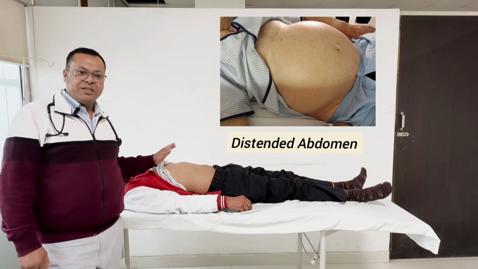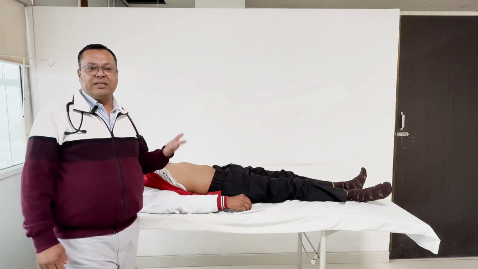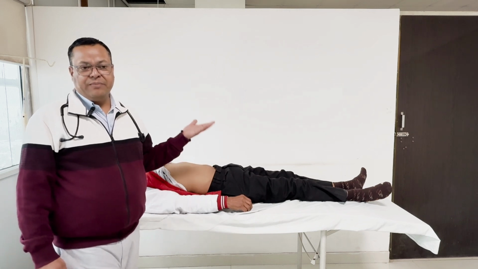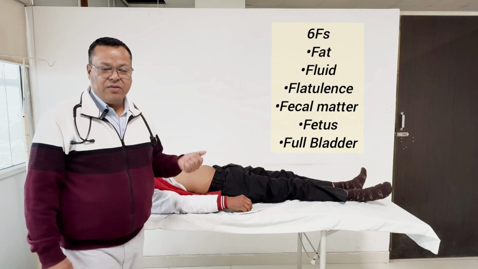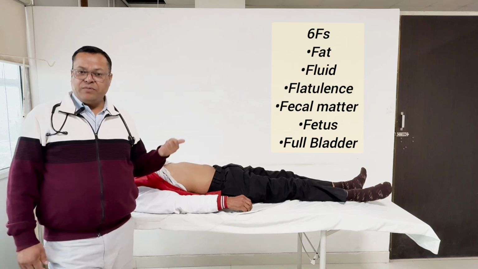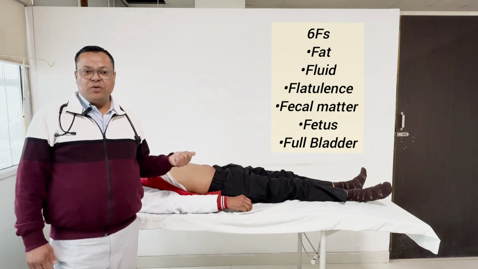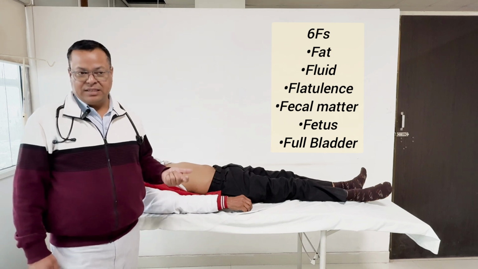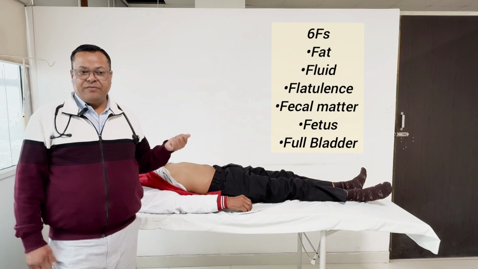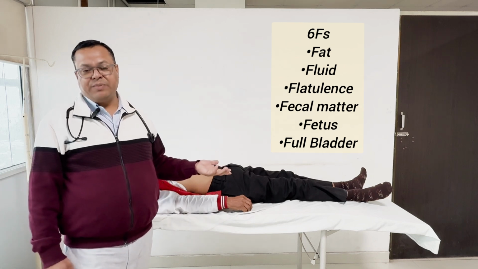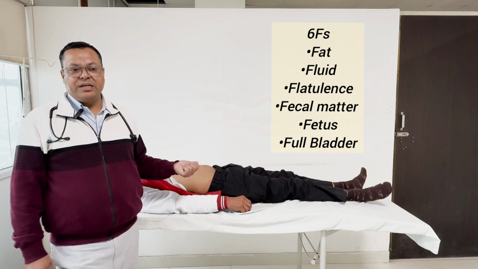What are the causes of distended abdomen? For your ease you can learn that there are 6 F's for the globular or the distended abdomen. What are the 6 F's? One is fat, if obesity is there. Then excessive fluid in the cavity, that is ascites. Flatus, excessive gas in the large intestine. Then feces, if the patient is constipated, then you may have a globular or ovoid distended abdomen.